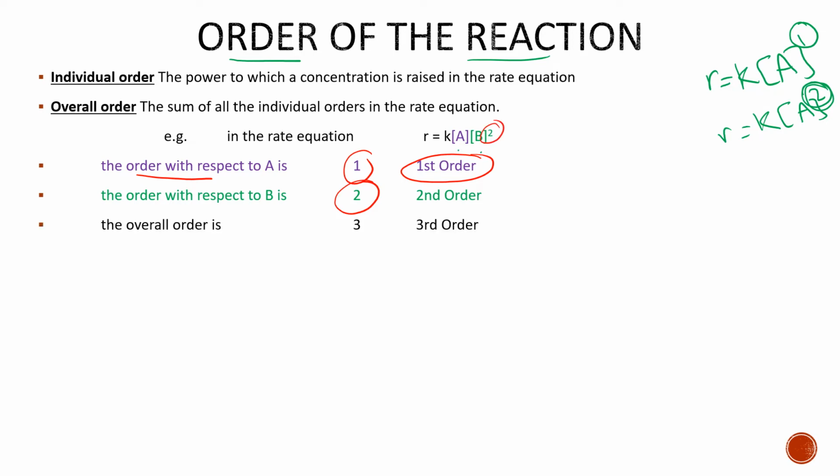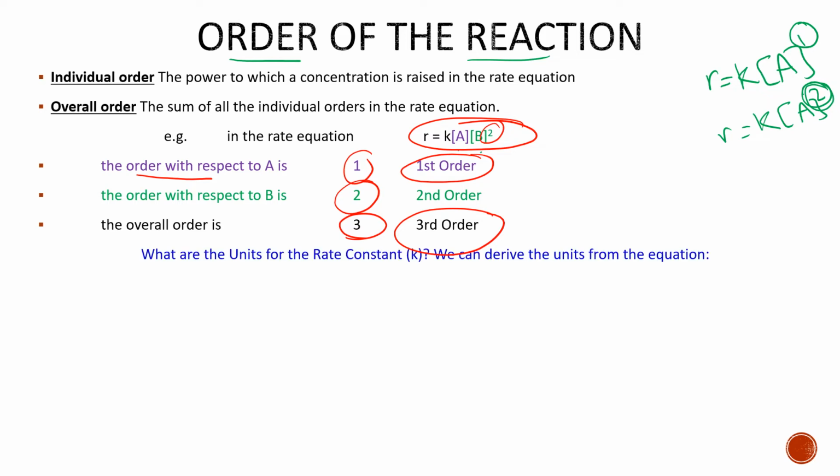The overall order is the summation of the individual orders in the rate equation, so it is third order. Everything is third order. But with respect to A it is 1 because the concentration of A is raised to the power 1. With respect to B, it is 2 because the concentration of B is raised to the power 2.